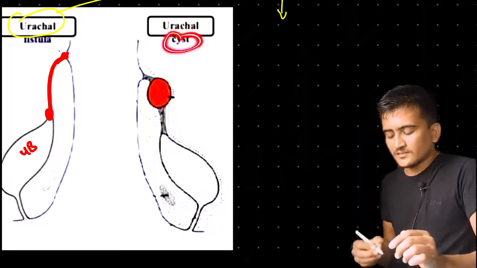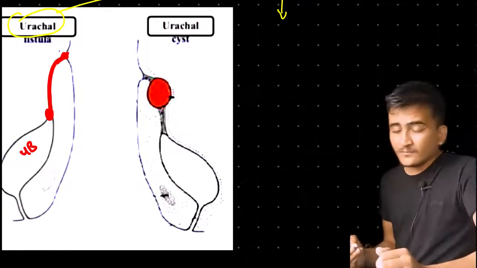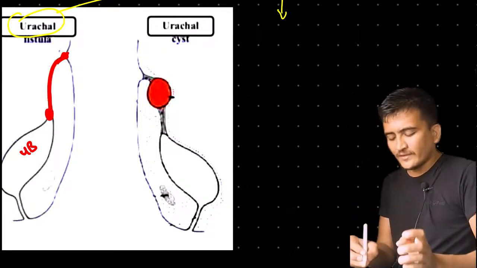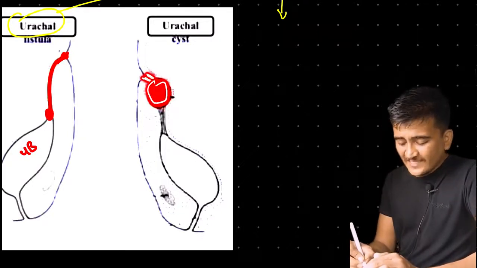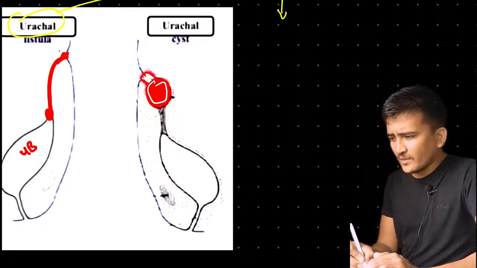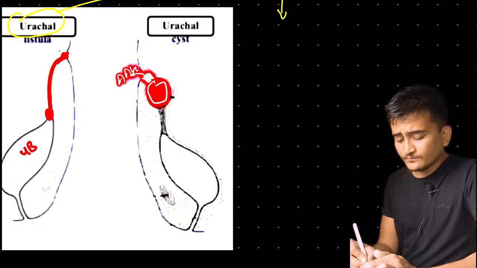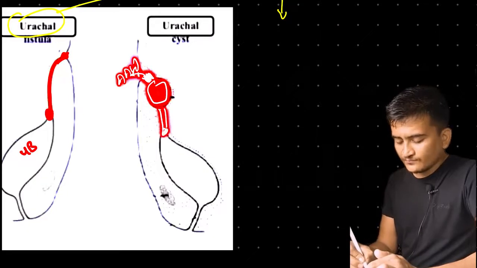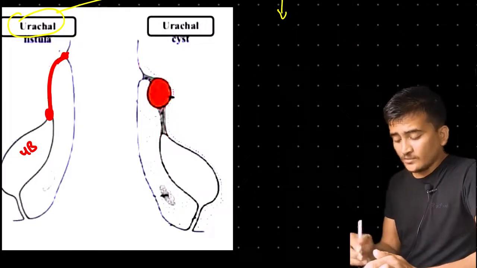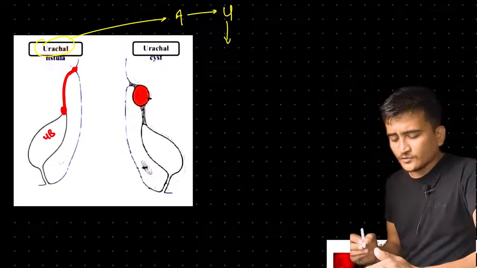Now, urachal cyst, simply there is a cyst. Now, what is this cyst? It is a pinched off structure, right? Pinched off structure right here. This cyst is having a fibrous attachment, right? You can see the fibrous attachment to the anterior abdominal wall, and another fibrous attachment to the apex of the urinary bladder. So now there is obstruction, and this cyst is providing obstruction to urine passage. So that's all about urachal fistula and urachal cyst.